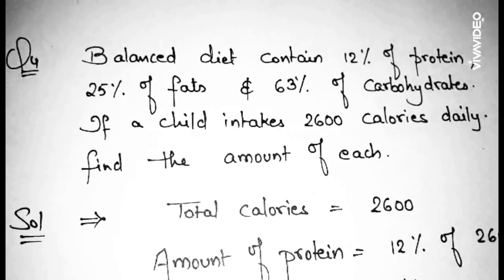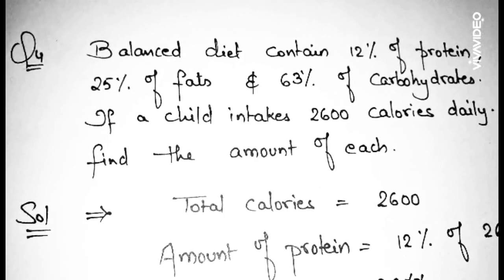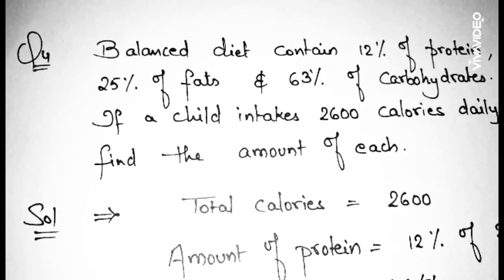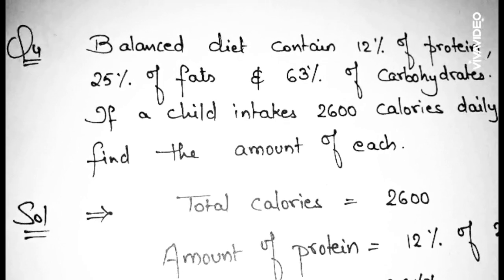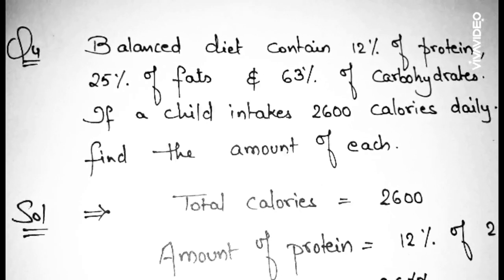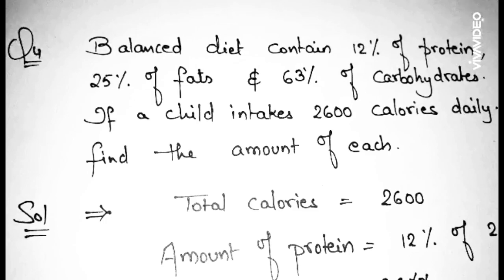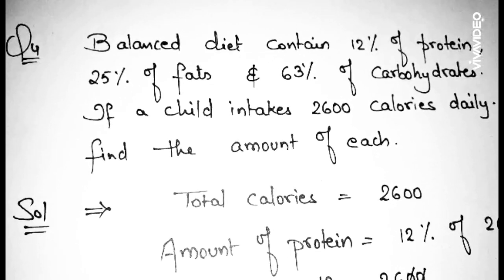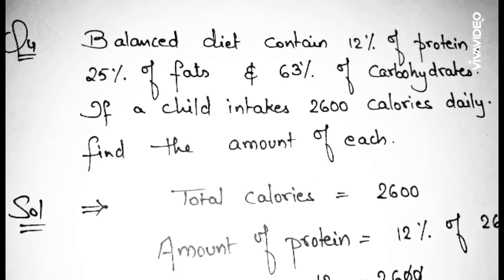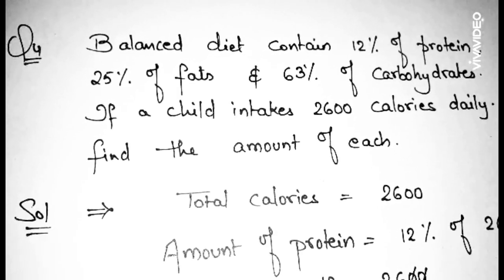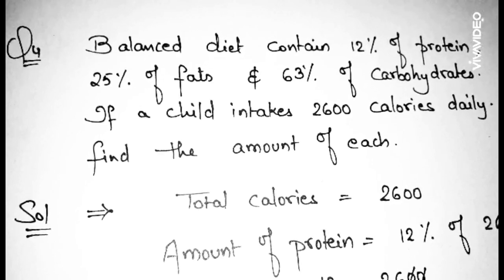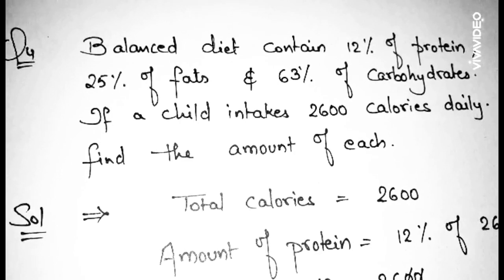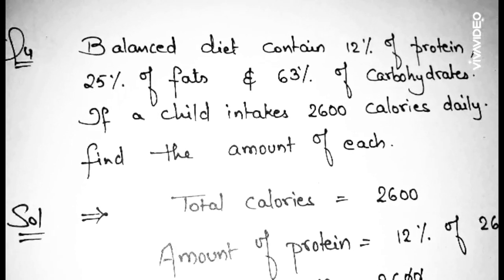See the fourth problem. A balanced diet contains 12% of protein, 25% of fats, and 63% of carbohydrates. If a child intakes 2600 calories daily, find the amount of each. Now just understand the question. Total calories taken by a child is 2600. So basically 2600 is equal to 100%. Now out of 100%, what percent of protein, fats and carbohydrates is there?